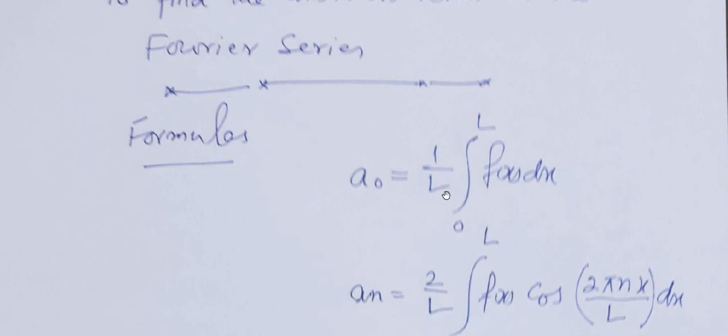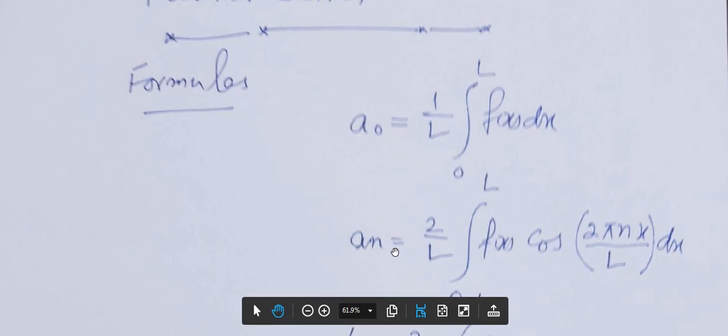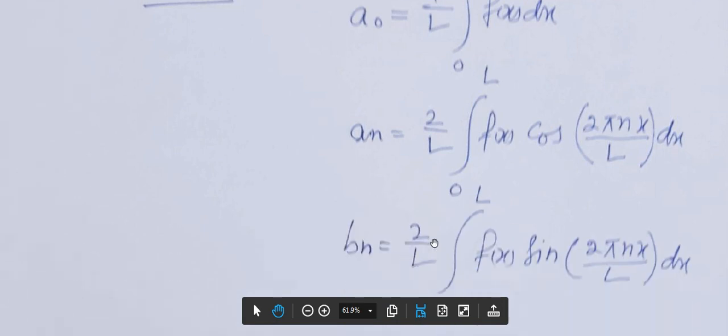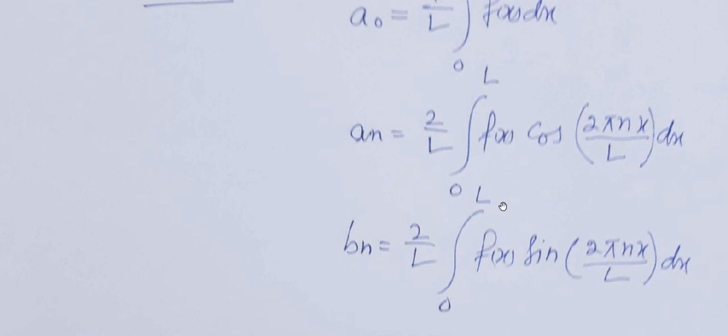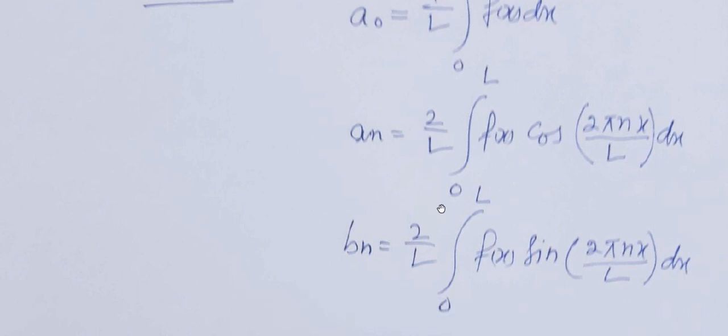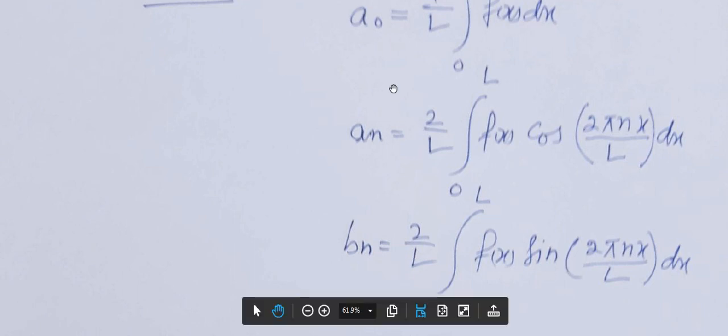So L is that length, and then the formula for an is 2 divided by L, integral from 0 to L f of x cosine of 2 pi n x divided by L dx. Similarly bn is the same as an, but instead of cosine there is sine, otherwise the formula is the same. So you have to remember these three formulas, a naught, an, bn, and then you can solve this integral and find the values of a naught, an and bn.